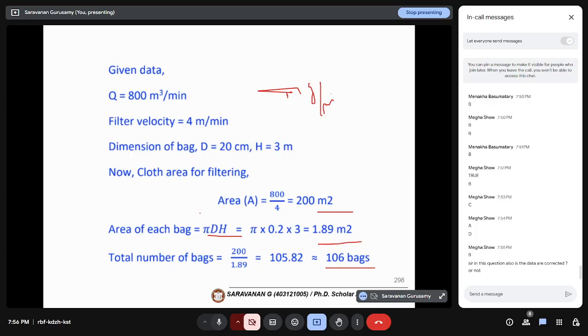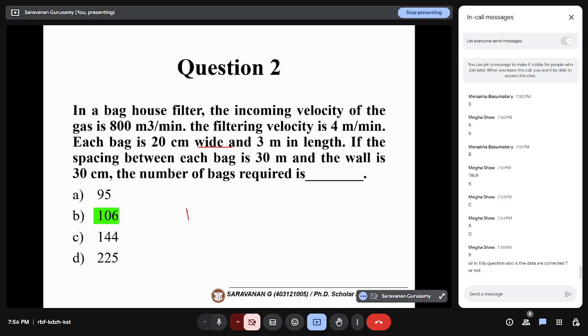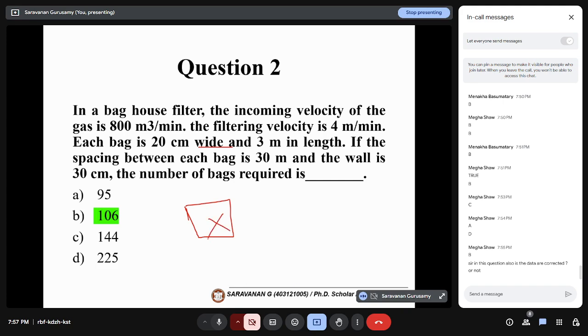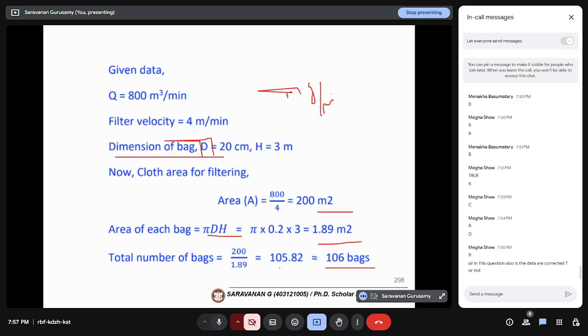Earlier I had thought that this was a width, so I had considered it as a square. But in the solving, here they make this as a diameter. So if you take dia, it's correct. If you take it as a width, then it will be wrong. I had considered it as a 20 centimeter wide square. But you have to take it as a dia, because a filter house will always have circular bags. Okay, so it's correct.